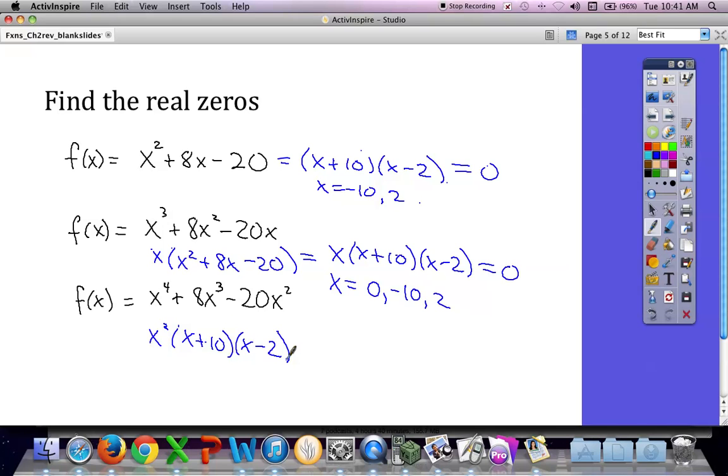And the zeros are the same thing: x equals 0, x equals -10, and x equals 2. It doesn't matter that this is squared this time and just to the first power last time. It's still 0 that makes this whole thing 0. Okay?